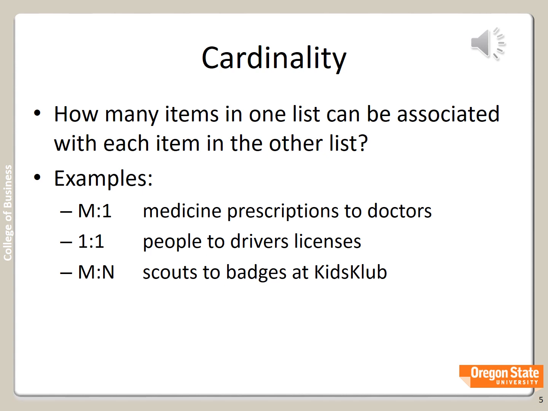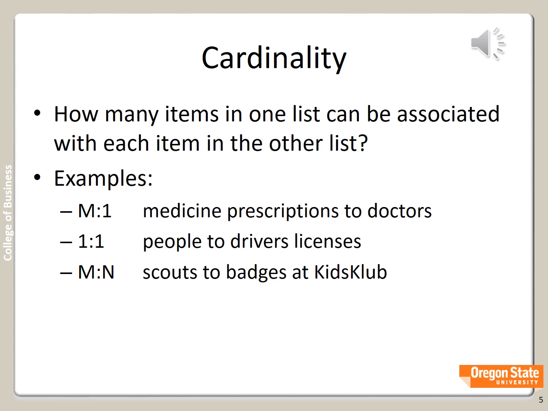Cardinality is usually assessed in both directions for a relationship. For example, a medical prescription is signed by one doctor, but each doctor signs many prescriptions. The cardinality of prescriptions to doctors is many to one. Many prescriptions to one doctor. Here's another example. Each person has only one driver's license in a state, and each license refers to only one person. This cardinality, people to licenses, is 1 to 1. One person, one license. One license, one person.